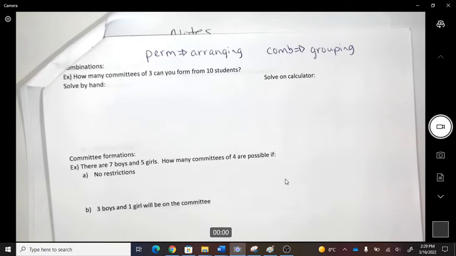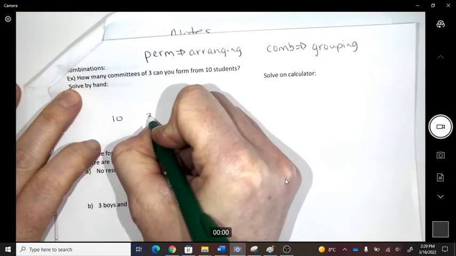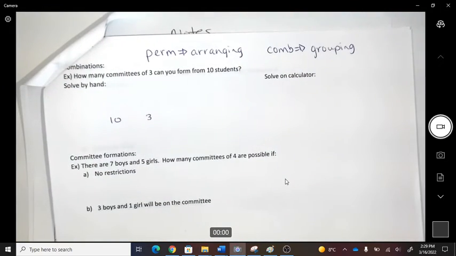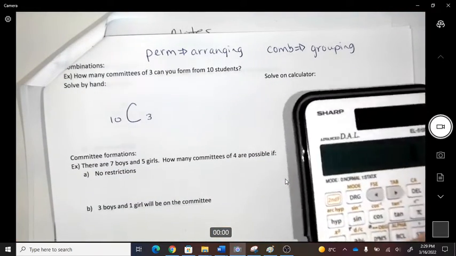Okay, so here's my first question. How many committees of three people can you form if you have 10 students to pick from? Okay, so I'm going to go a 10 and a 3. What letter am I going to put in there? Are you worried about arranging them, or are you worried about just different groups of them? Groups of them? So C? So do we remember how to do that work?